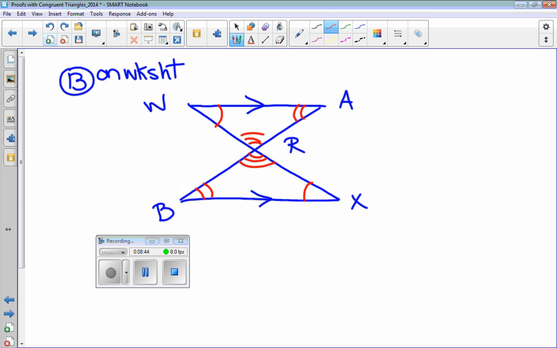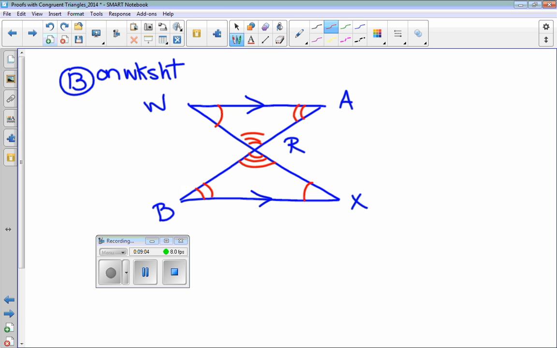A lot of us were saying angle, angle, angle, side. Well, I don't have any side information at all in this picture. This was one of those where you couldn't prove it. It would be in the none category. There's not enough information to prove that it was congruent. Okay?